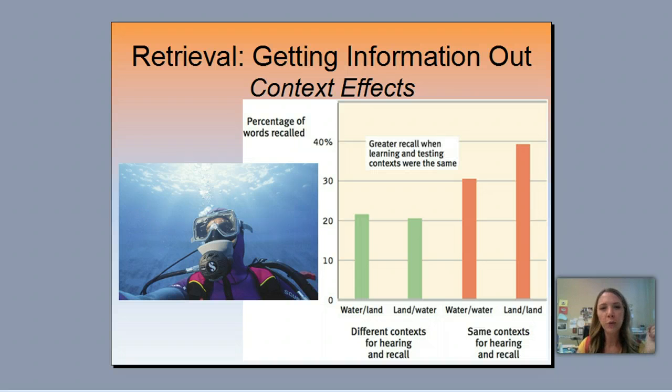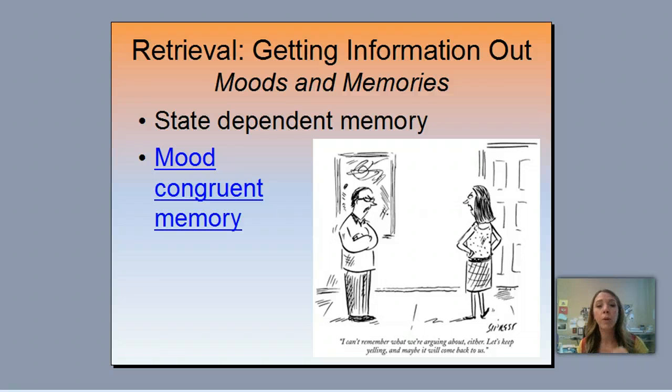Okay, so greater recall when learning and testing contexts were the same versus if they're different. Okay, last slide here. So your mood and memory. So we talked about in the last notes how sometimes stress and hormones can affect memory. We talked about hormones like oxytocin that's released can interfere with long-term memory. Or sometimes memories are so emotionally charged that you remember everything about it, and that was called the flashbulb memory.